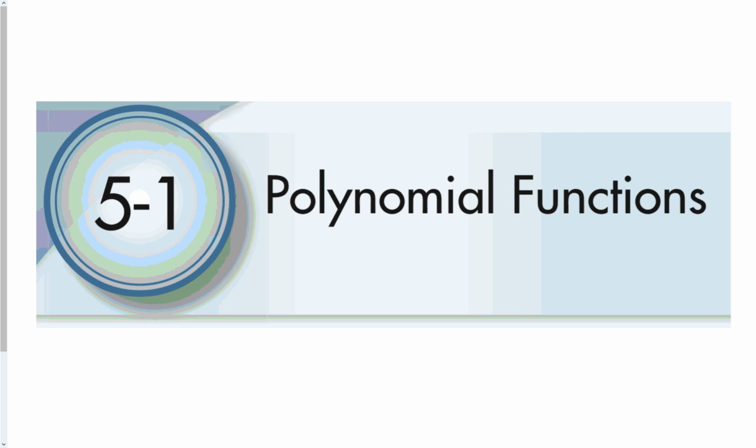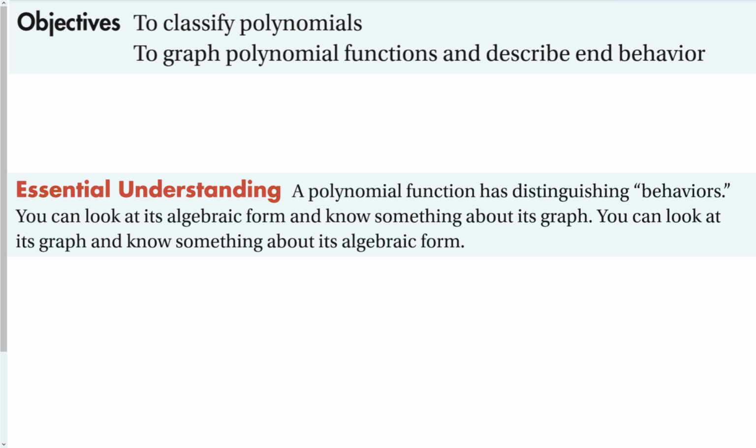This is section 5-1, Polynomial Functions. So our objective here is to classify polynomials and to graph polynomial functions and start to describe properties of the graph, especially their end behavior and turning points.